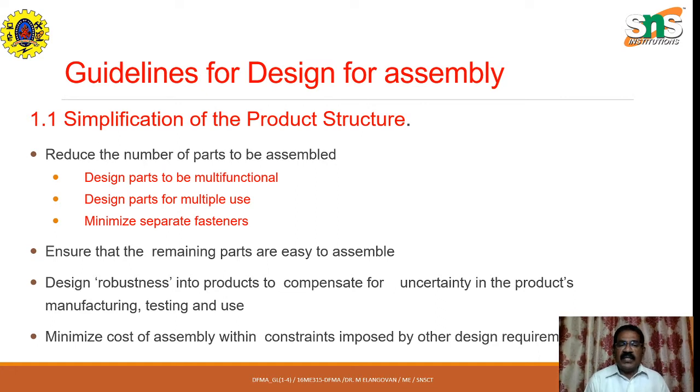Design of parts for multiple use. Minimize separate fasteners. Fasteners are like your bolt, nut, screws, etc. You must not have multiple different sizes of fasteners, because every time you will have to use a different tool to assemble, etc. So try and minimize the separate fasteners. Ensure that the remaining parts are easy to assemble. Design robustness into the products to compensate for uncertainty in the product's manufacture, testing, and use.